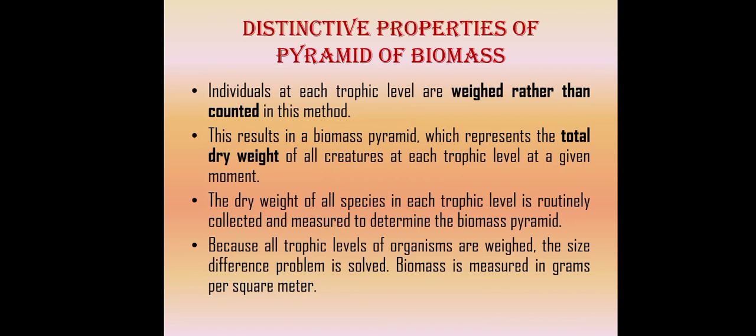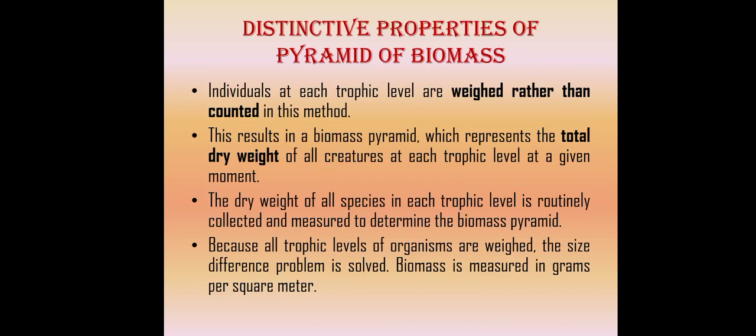Now the next point is the distinctive properties of the pyramid of biomass. What are the properties of this pyramid of biomass? Here, in the construction of the pyramid of biomass, individuals present at each trophic level are weighted rather than counted in this method. Means instead of counting the number of organisms like in the pyramid of number, here we are calculating the mass of the organisms present at each trophic level.